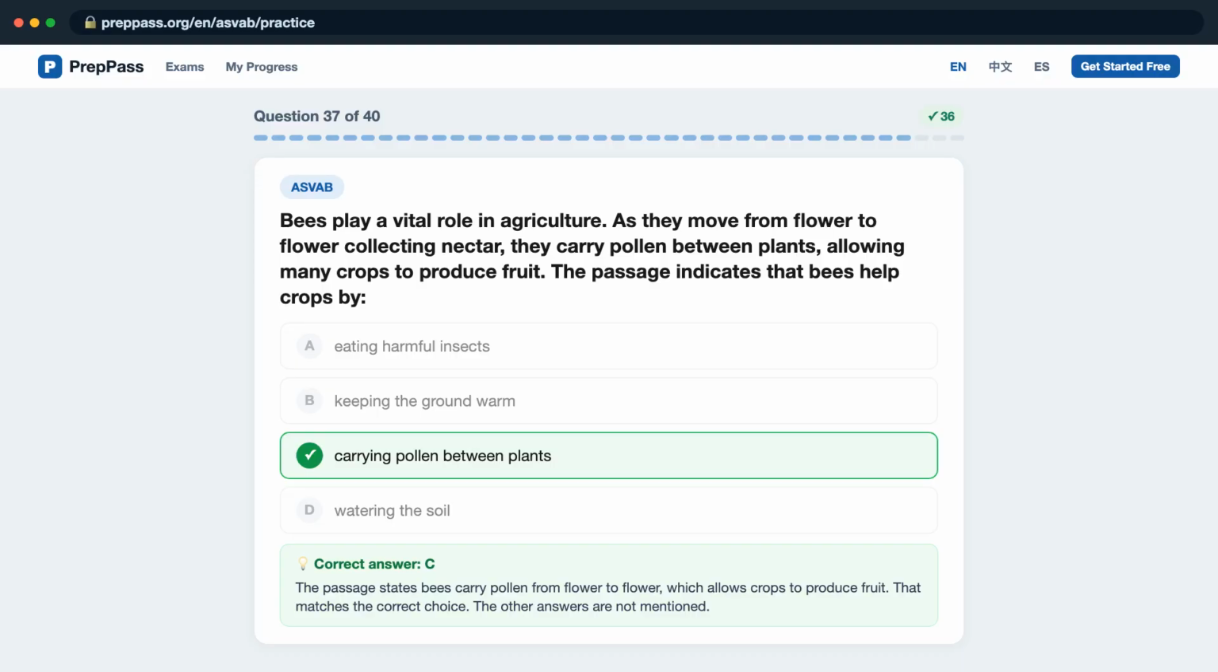The passage states bees carry pollen from flower to flower, which allows crops to produce fruit. That matches the correct choice. The other answers are not mentioned.